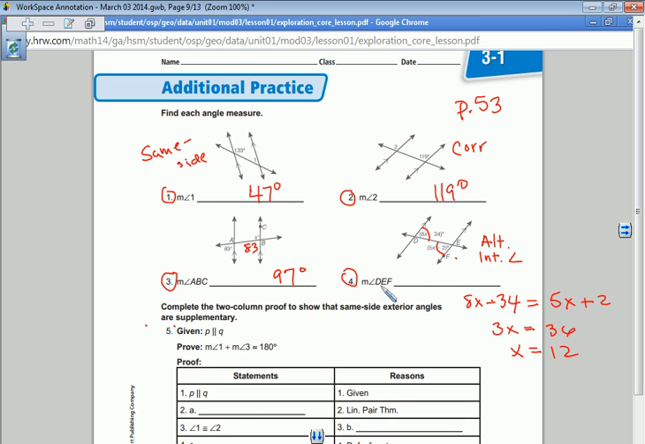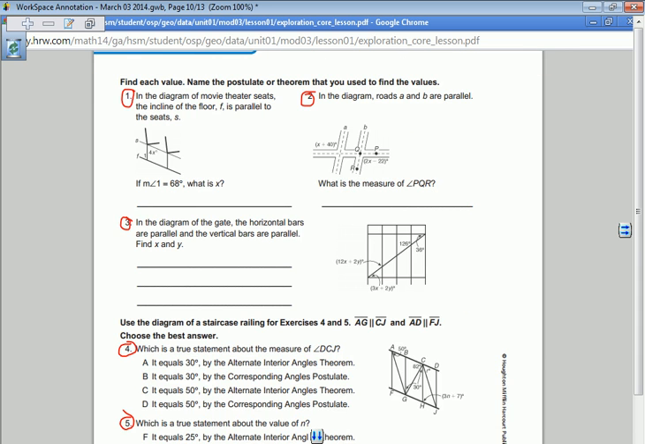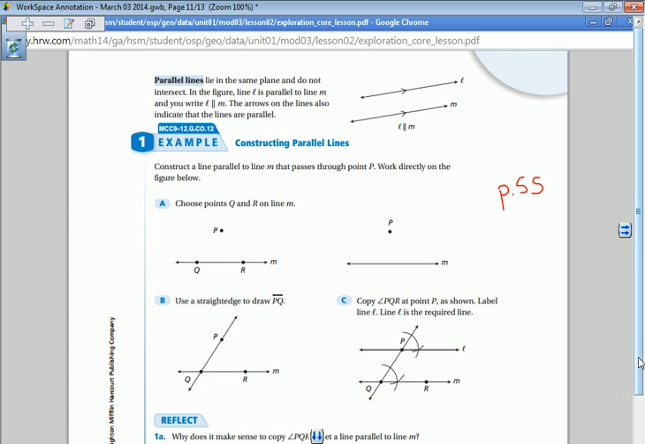I'm done. No, I'm not, because then you have to plug it in to find out what angle DEF is. DEF is this one. Since they're the same, it doesn't matter which one we plug it into. It's 60 plus 2 is 62. Good. Any questions? All right. If we have time, we'll come back to some of those.